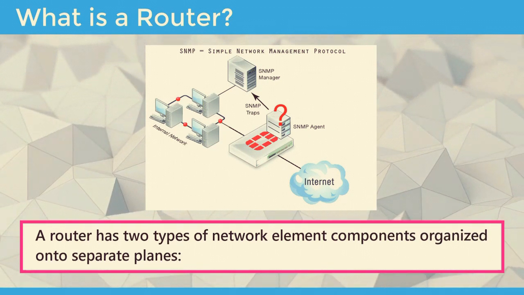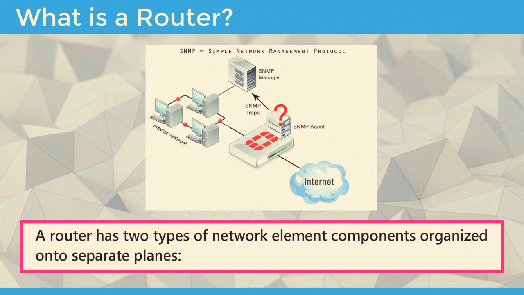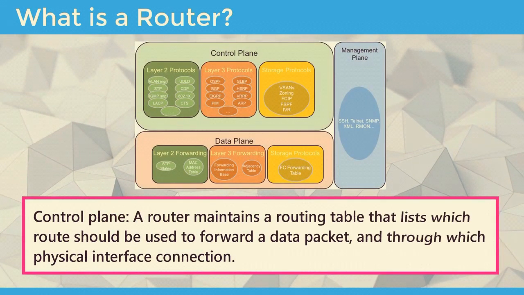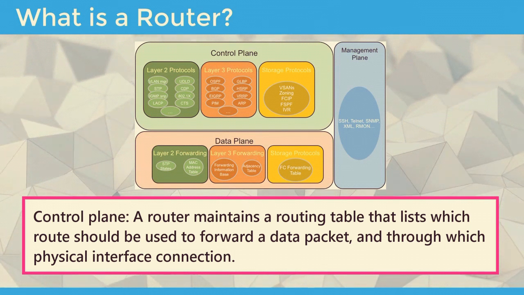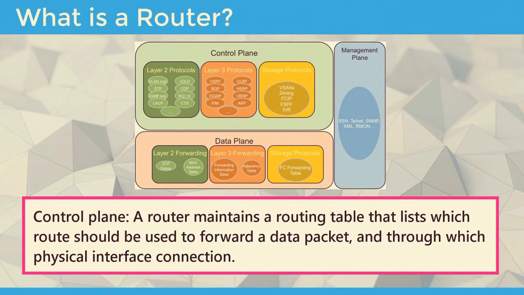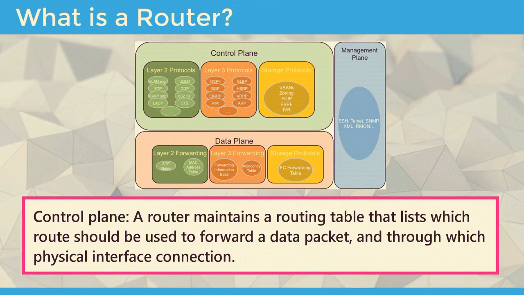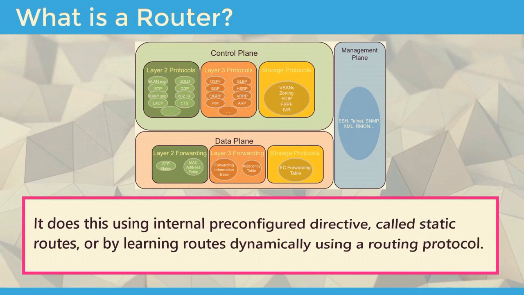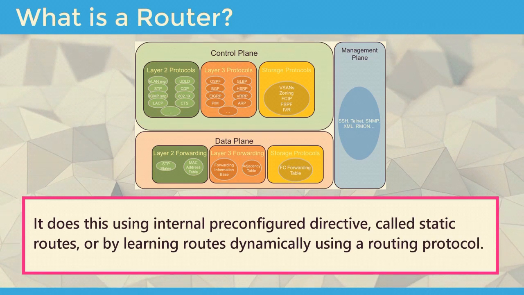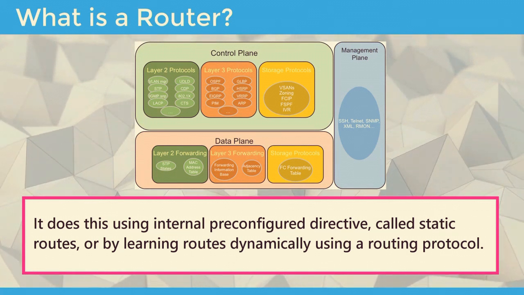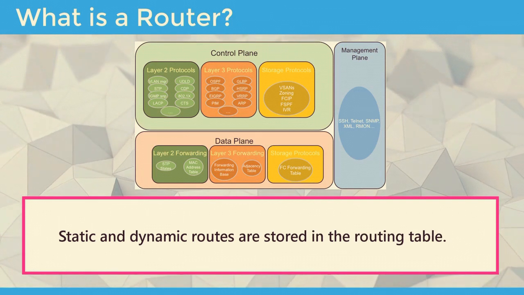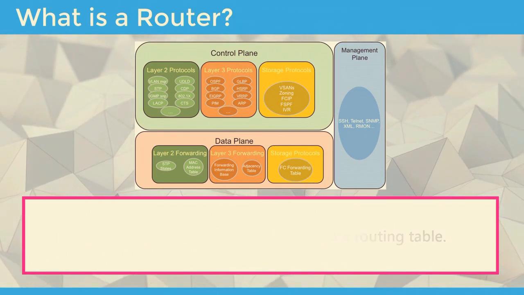A router has two types of network element components organized onto separate planes. Control plane. A router maintains a routing table that lists which route should be used to forward a data packet and through which physical interface connection. It does this using internal pre-configured directives called static routes or by learning routes dynamically using a routing protocol. Static and dynamic routes are stored in the routing table.